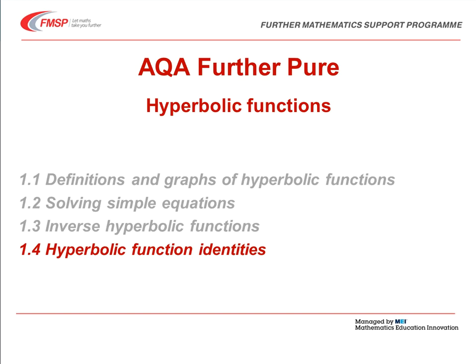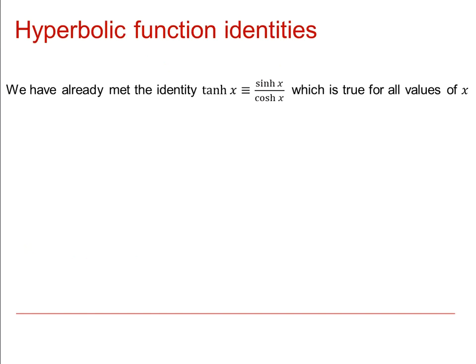This is the video for AQA Further Pure Mathematics, Hyperbolic Functions section 1.4, where we're looking at hyperbolic identities. Well, we've met the identity tanh is equal to sinh over cosh, similar to the tan is identical to sin over cos for the circular functions.